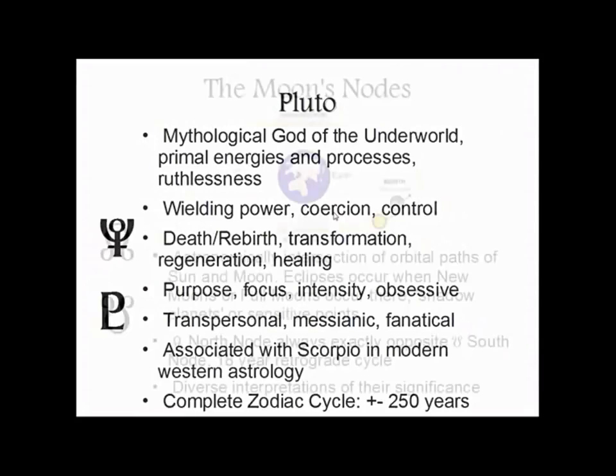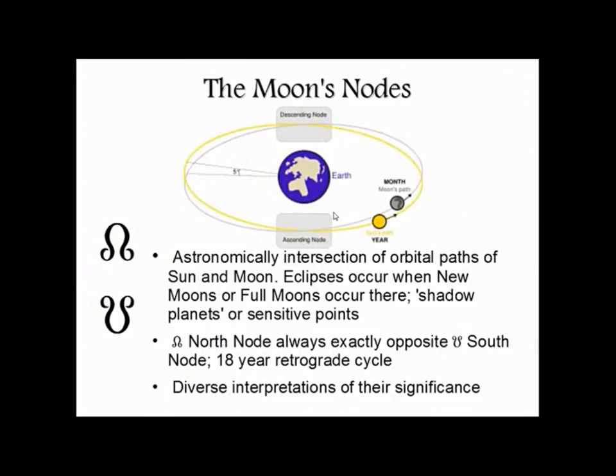Okay, now we've kind of looked at all the planets now, the planets proper. I'll touch here briefly on the moon's nodes, even though we're not really going to use them, but you'll see them in charts, and therefore it creates some confusion if you see these things and you don't know what they are.